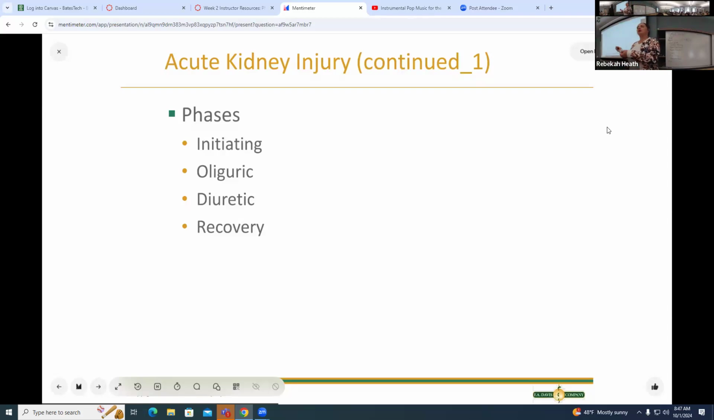So if somebody can recover from acute kidney injury, they always go through those phases: the cause, the initiating factor, the kidney stops working, then it kind of overfunctions, making up for lost time, and then back to normal.